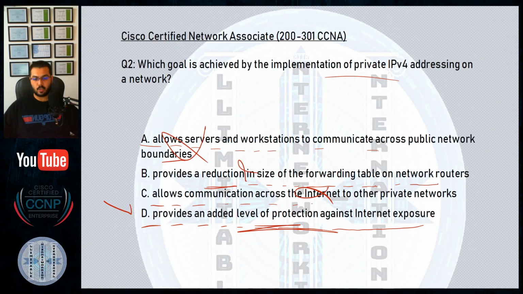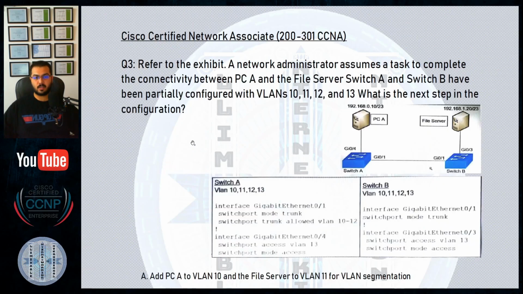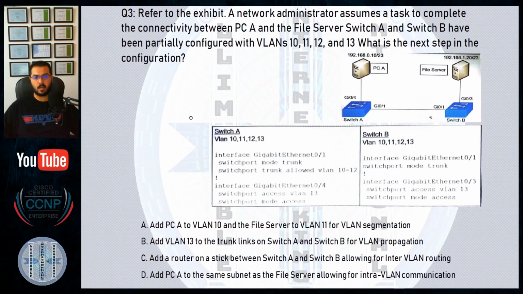So yes, security and privacy are extremely important, and they are part of the IPv4 addressing and usage. Question number 3 will be referring to the exhibit. A network admin assumes a task to complete the connectivity between PCA and the server A.